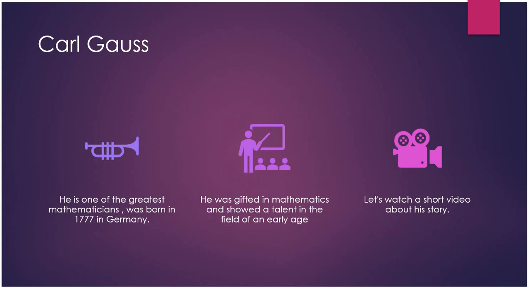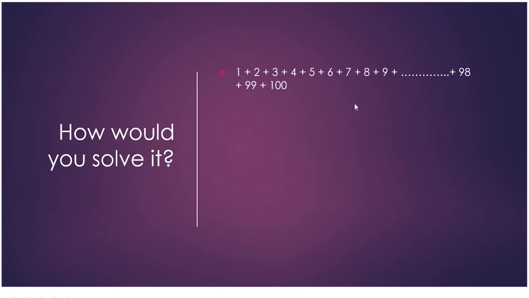Yeah, Gauss was one of the greatest mathematicians. He was born in 77 in Germany. He was gifted in mathematics and showed a talent in the field at an early age. So let's learn about his method and how he solved this problem.